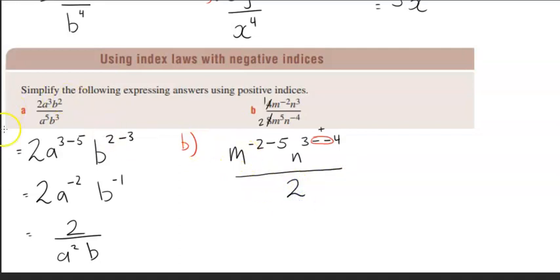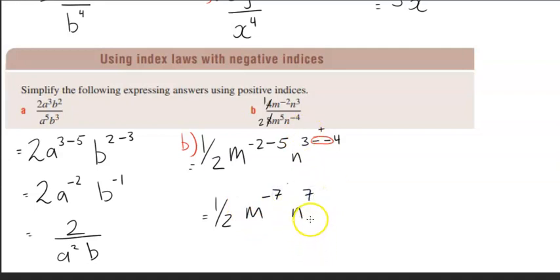Or you can write it with the half in the front just for now, if it makes it easy, because we know that we've got this half tagging at the front, and then this we can simplify further down. So half m to the power of -2 take away 5 is m to the power of -7, and n will end up being positive 7. 3 plus 4 is 7. So which of these terms are going to go into the bottom? Well, just the m. What stays on top is a 1. We don't need to write 1, but mainly the n to the power of 7 stays on the top.